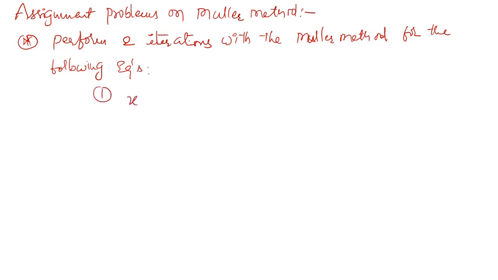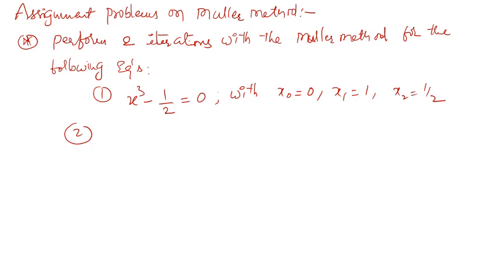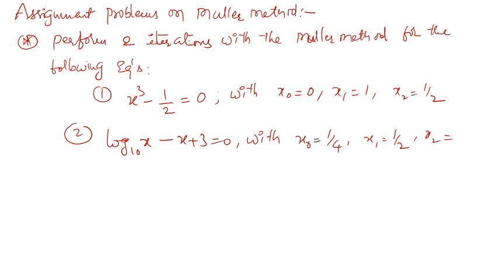First one is x cube minus 1 by 2 equal to 0 with initial approximations x0 = 0, x1 = 1, x2 = 1 by 2. Second question, log x to the base 10 minus x plus 3 equal to 0 with initial approximations x0 = 1 by 4, x1 = 1 by 2, x2 = 1. These two are the assignment problems. Perform only 2 iterations. Now the next method is Chebyshev method.